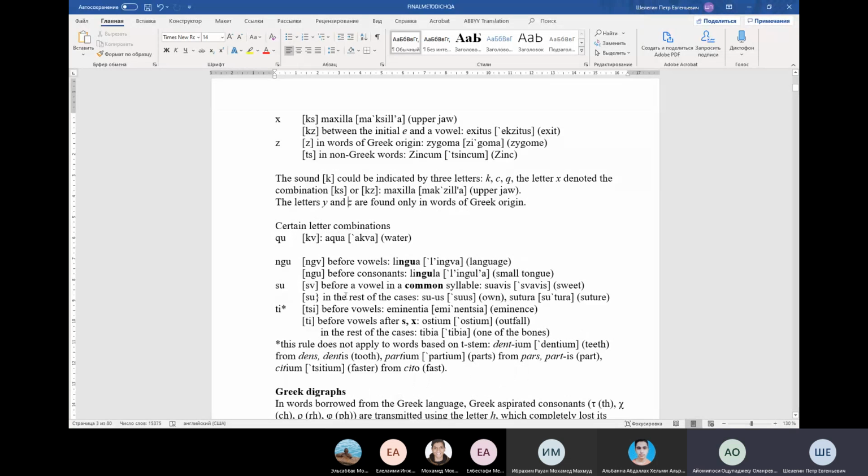And another breaking point is the ti. It's a very hard thing for the students to remember. So remember it correctly. The combination of ti is read as c before vowels in general, as a general rule. So the eminence will be eminentia. Try to do this, everyone. Eminentia.